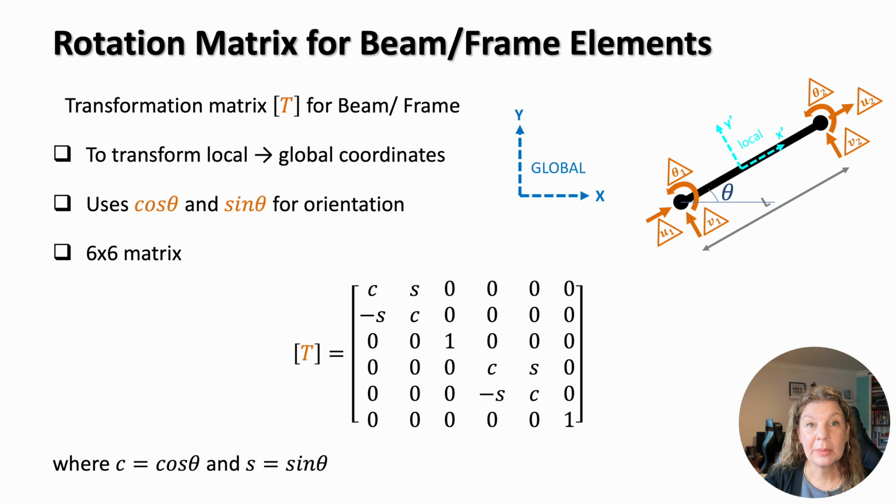To transform a beam or frame element from local to global coordinates, we need a 6x6 transformation matrix. The matrix uses cosines and sines of the element's angle theta relative to the global x-axis. The translational degrees of freedom are rotated using the trig terms, while the rotational ones remain unchanged. This transformation ensures that all displacements and forces can be consistently compared in the global system.